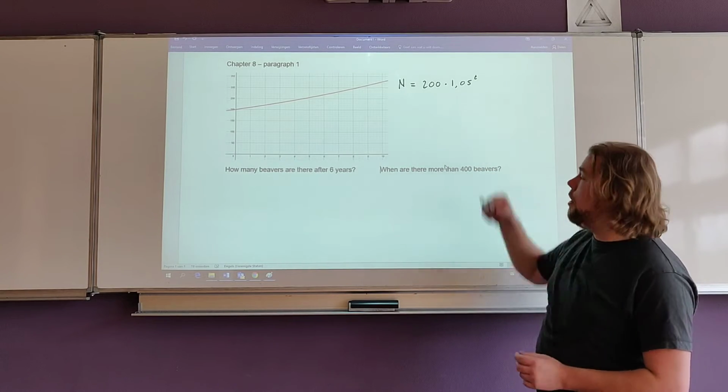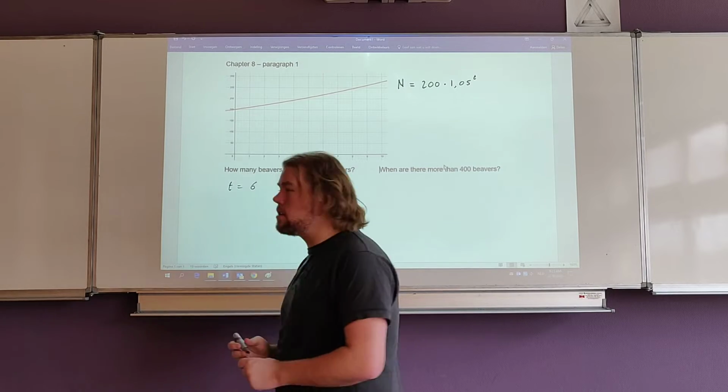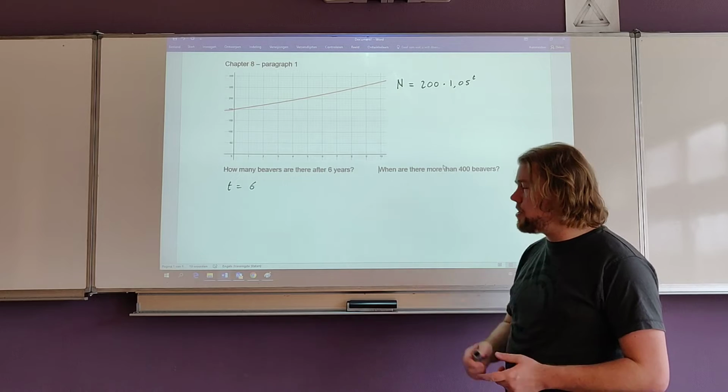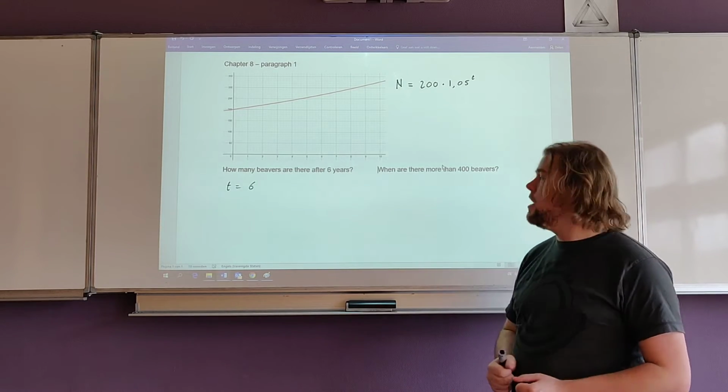Now, the t always stands for the time. So in this case, the time is 6. Now you have to read the question carefully, because some questions are about days, some questions are about months, and my example here is about years, so we calculate it after every year.